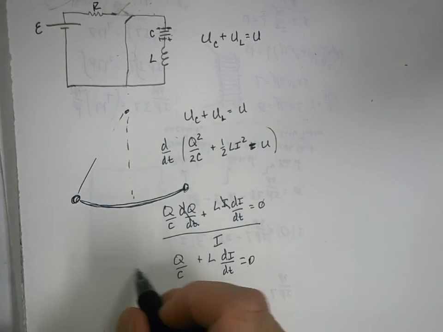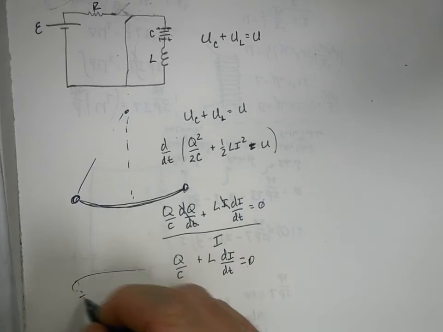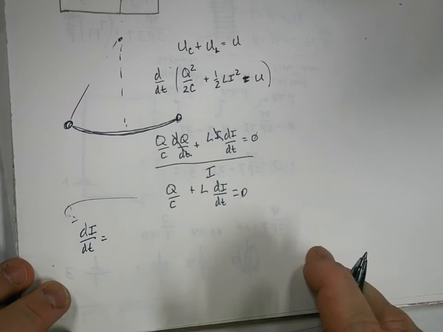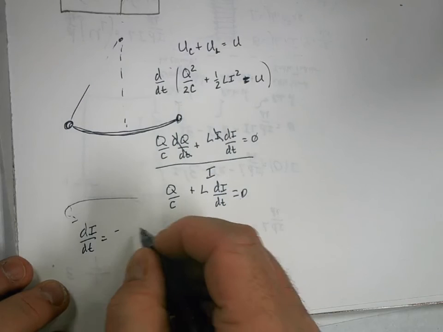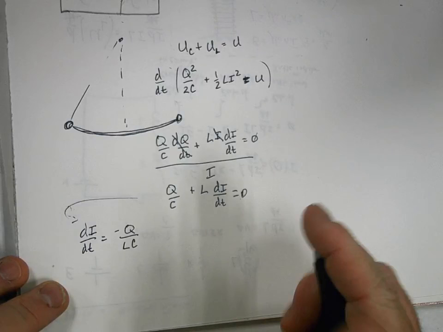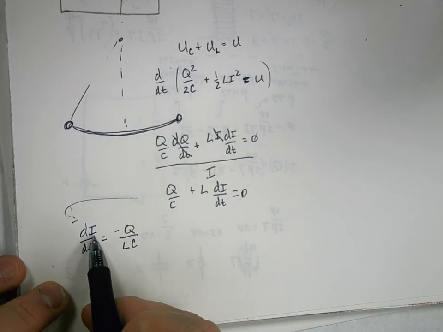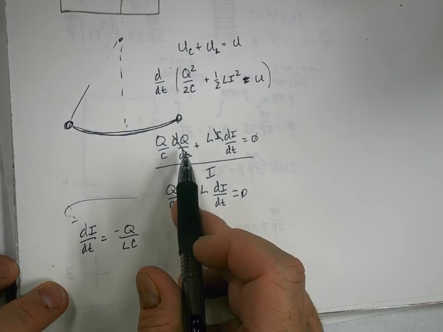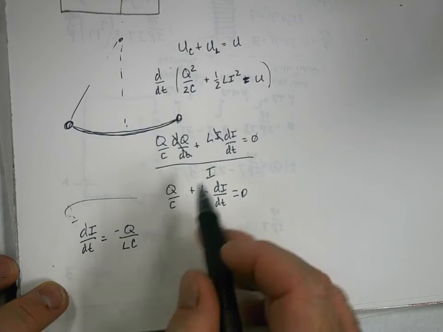Well, I'm going to move over here for more room. I'm going to skip a little step in algebra here. But I'm going to isolate di dt, which is going to equal negative Q over LC, right? But what was current again? Current is dq dt, right? So this is d dt of dq dt.